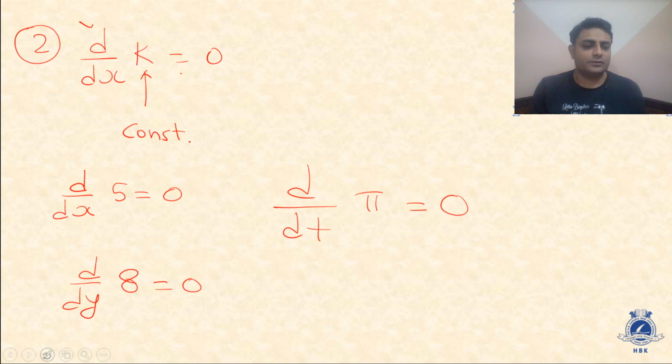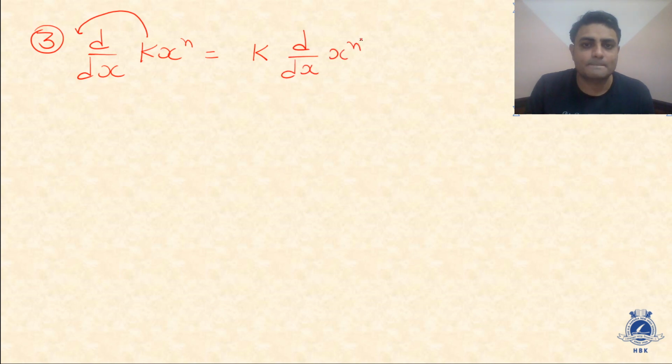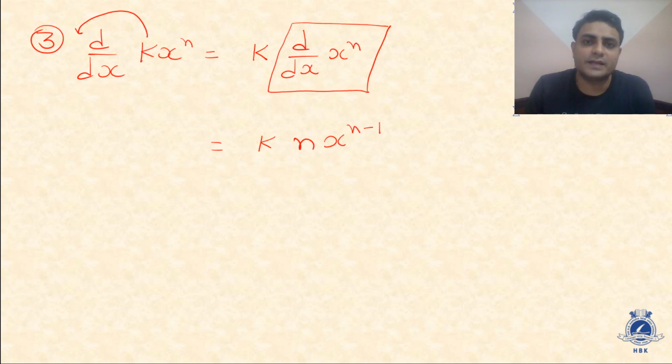Now let's proceed to the third formula. Formula number 3, d by dx of kx raised to n. Now we have a constant, and we also have a variable. In that case, first of all, take out the constant part. This is the constant. Take out the constant from the differentiation. So we'll get d by dx of x raised to n. Now the answer of d by dx of x raised to n, as I have told you before, is formula number 1. The formula number 1 suggests we'll get k n x raised to n minus 1. That will be our final answer.